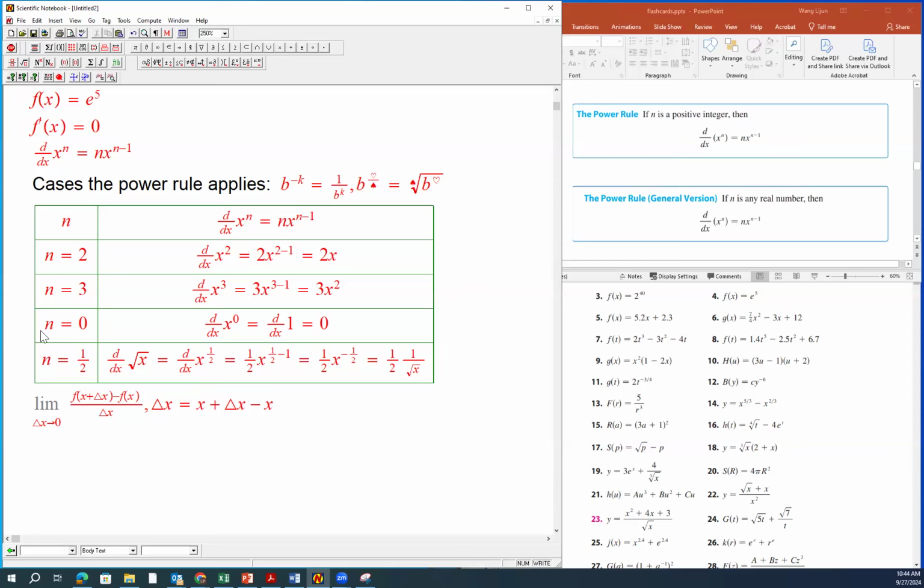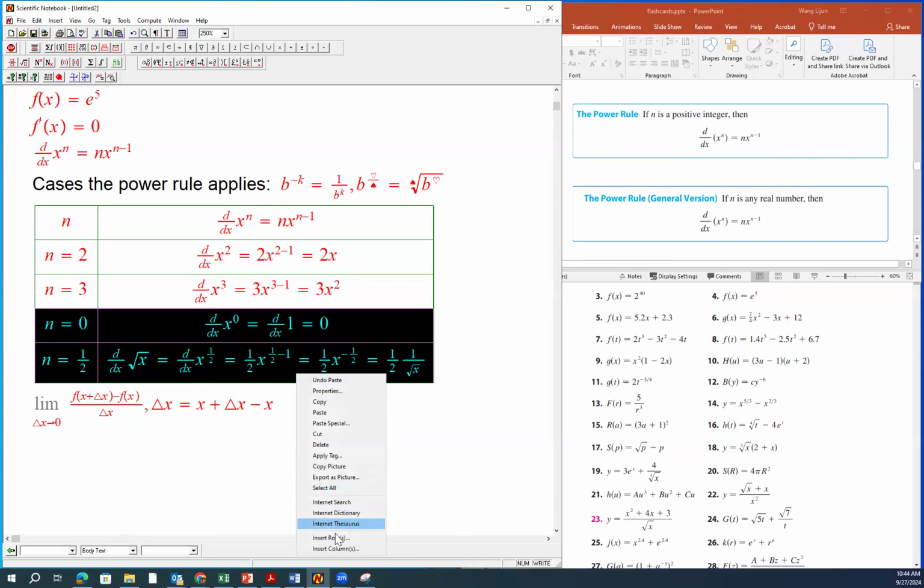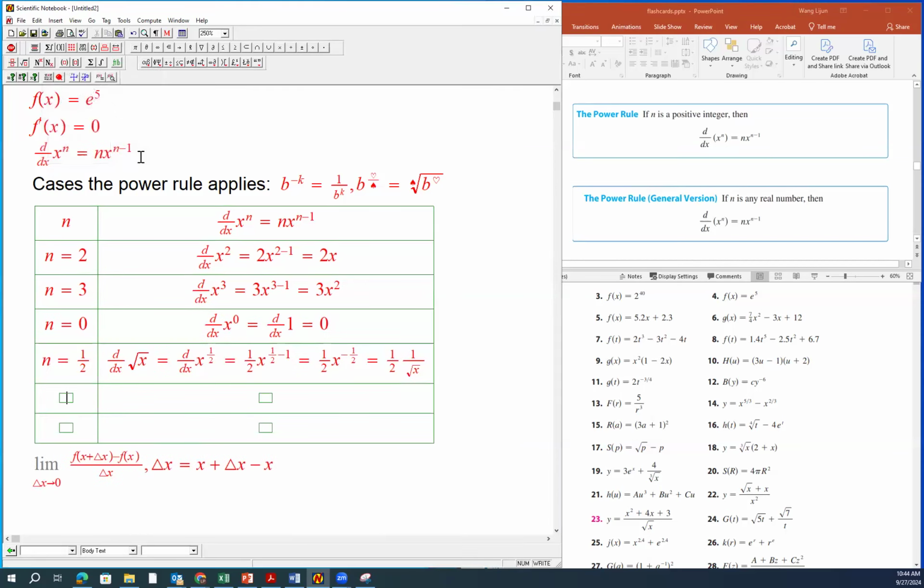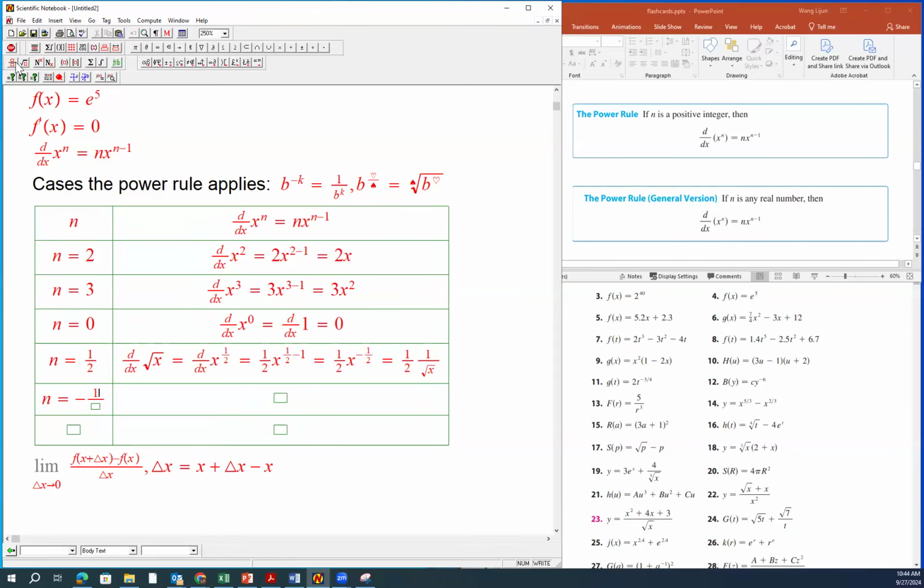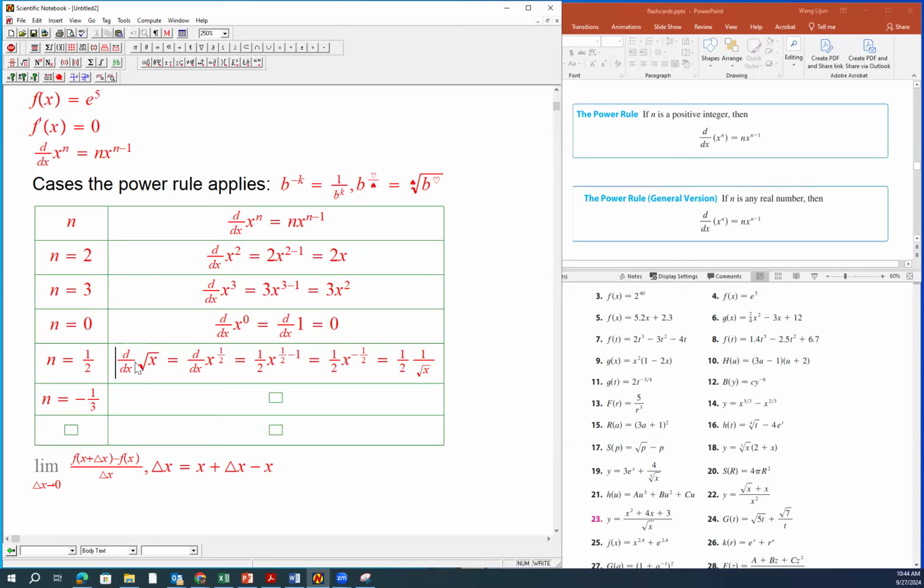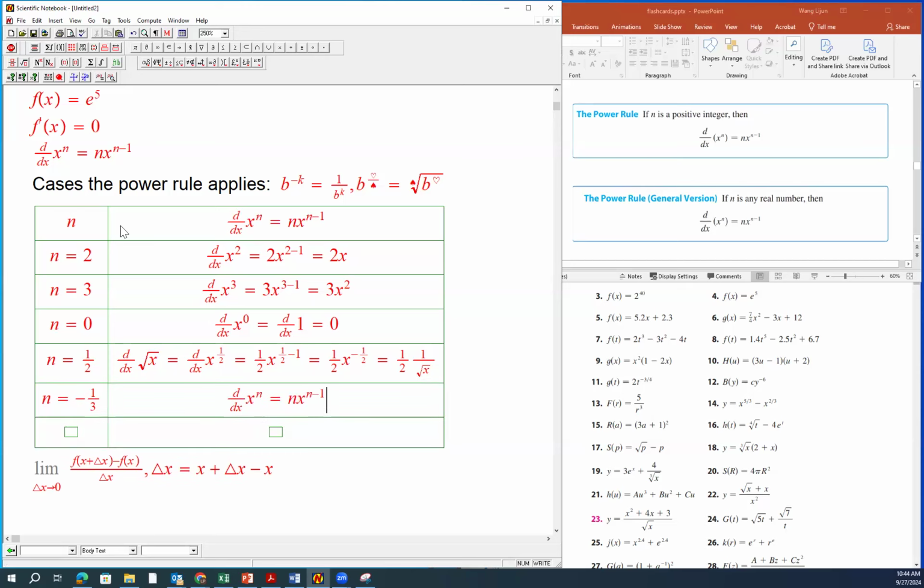Let's do just 2 more, because I think you probably got it already by this time. Or maybe this is too easy. What will show up in our homework is, for example, the derivative for n equals negative 1/3. The power can be negative 1/3. So what's the derivative of a power situation where the power is negative 1/3?